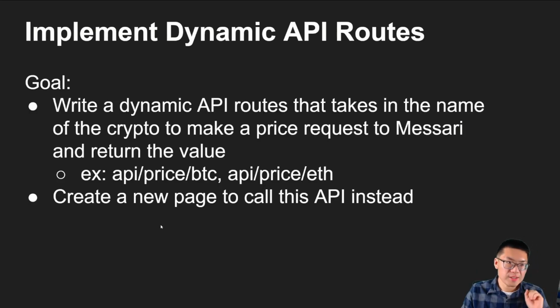All right, so let's get started. So the first thing we want to implement is dynamic API routes. So we want to create an API that can take in dynamic data, like what we were doing with the dynamic pages. We're just gonna replace the client-side rendering with our own API instead of calling Messari directly. An example of this would be we will create an endpoint called API price, and we can query Bitcoin, Ethereum, and so on and so forth. And the goal is once we make that API route, we're going to create a new page to call this API instead of calling Messari directly.